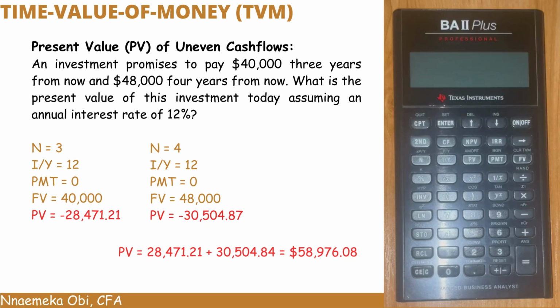We also have another example under the time value of money. So we are going to learn how we can calculate the present value of uneven cash flows. An investment promises to pay $40,000 3 years from now and $48,000 4 years from now. What is the present value of this investment today, assuming an annual interest rate of 12%? Now, there are two ways we are going to solve this question.